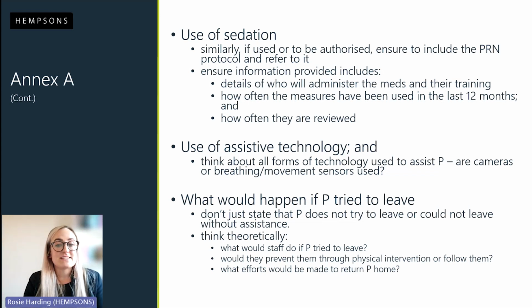And finally, you're asked to set out what would happen if P tried to leave the placement. So don't just state, even if it is the case, that P does not try to leave, or that they couldn't leave without assistance. That is a relevant factor and should be stated, but you also need to think theoretically about what staff would do if P tried to leave and what efforts would be made to return them home if they did manage to leave. One practical point to note on this section of the form is that even if something is not relevant, so there is no use of assistive technology, for example, you should state clearly that it's not used rather than just not commenting on it, so that that is clear for the court.